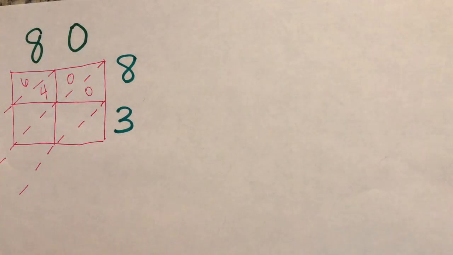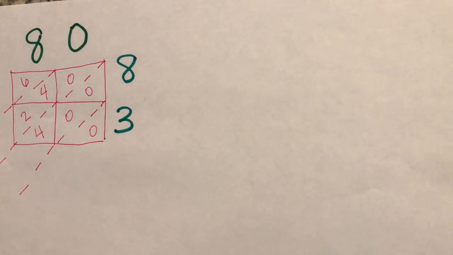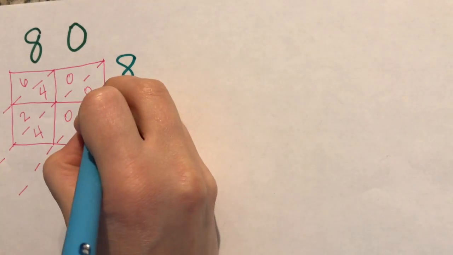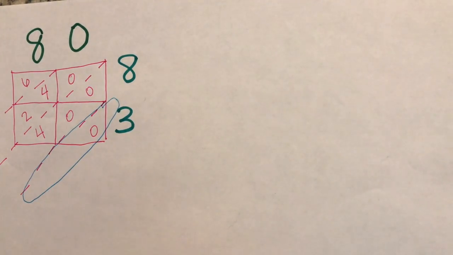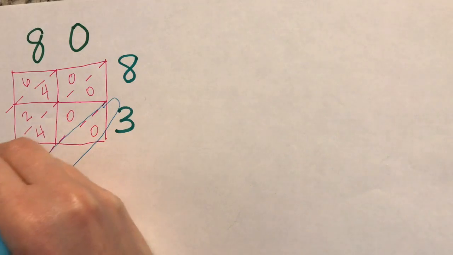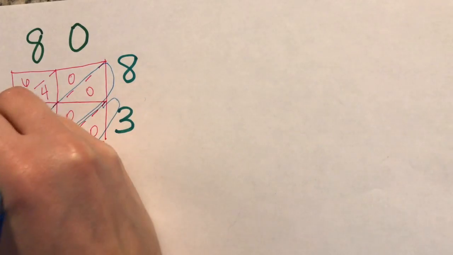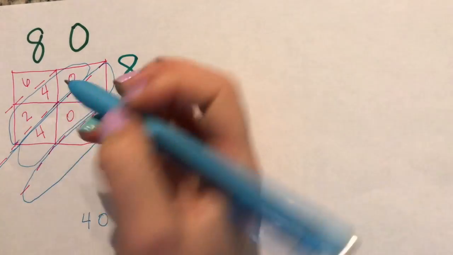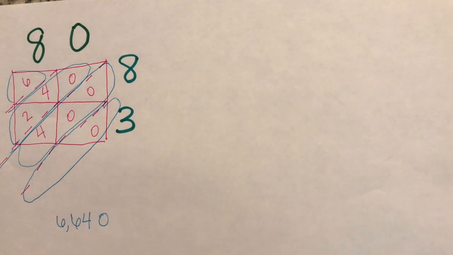8 times 0, I know is 0. Then I can do my 3 times 8, which is 24. And then my 3 times 0, which again is 0. So then we add up our little rows. We got nothing to add 0 to, so it's just 0. In this row we got 4 plus 0 plus 0, which is just 4. Here we have 2 plus 4, which is 6, and then we have our lone 6.